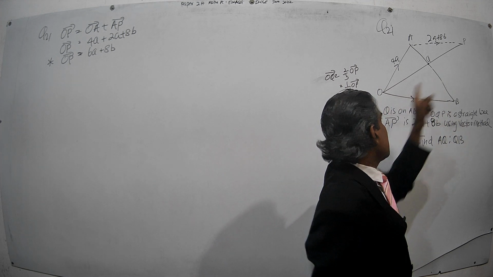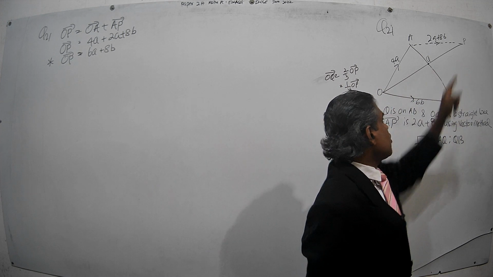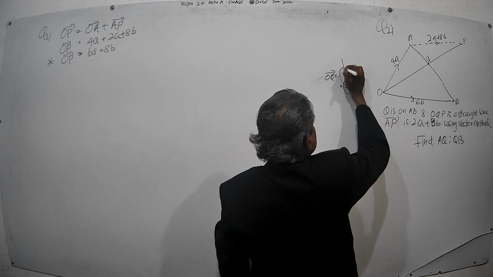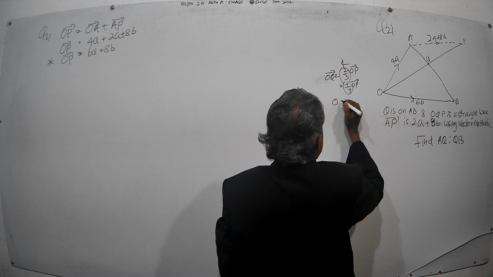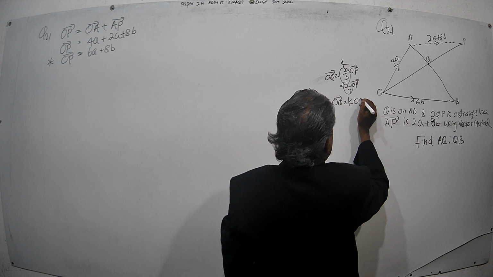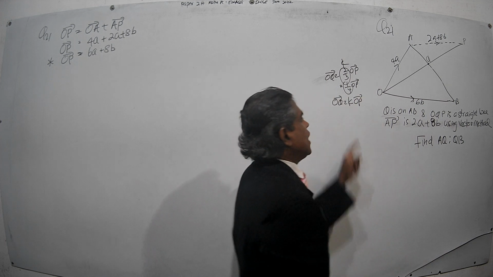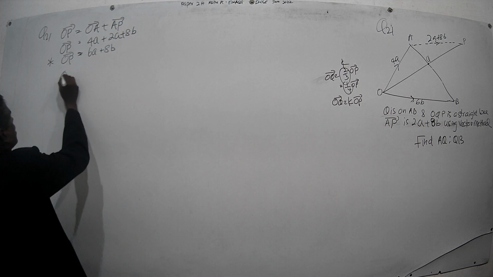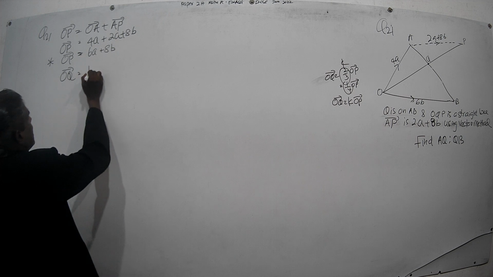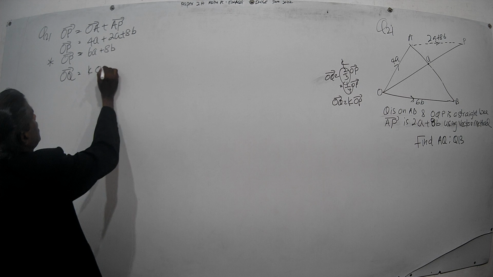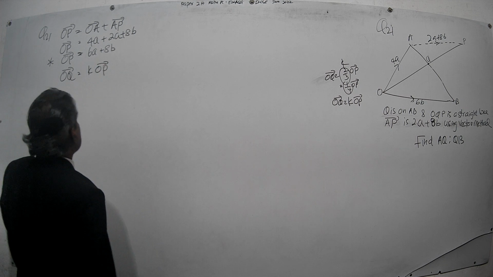So like that we can write that vector OQ is a part of vector OP. But we don't know this number. Therefore, that number we take as K. By taking it as K, you can write vector OQ equals K of vector OP. This is another important vector, OQ, which can be written as K of vector OP.